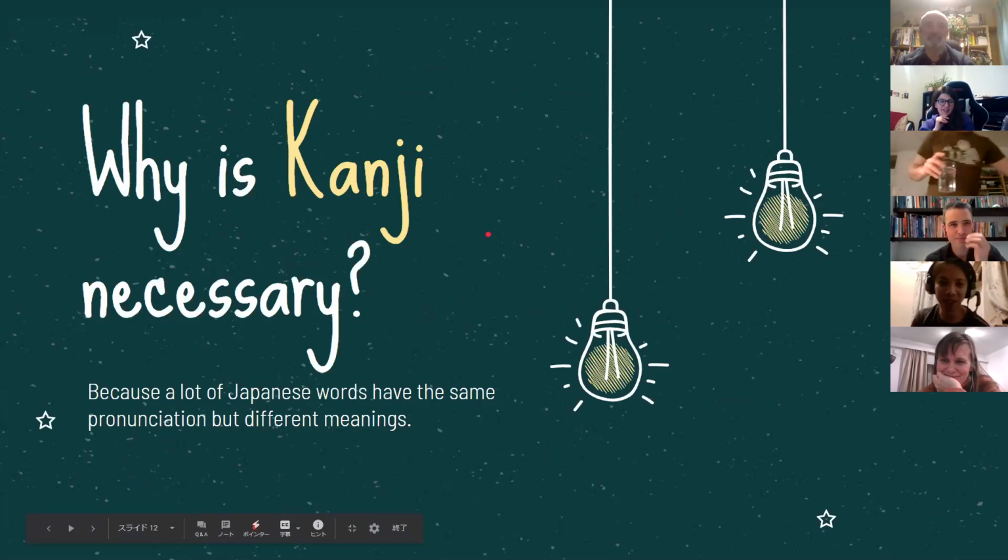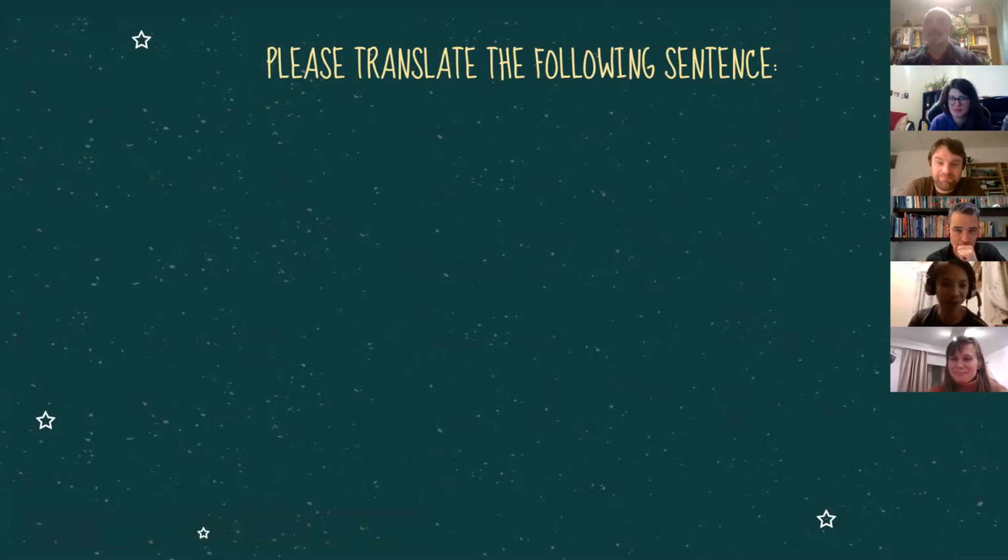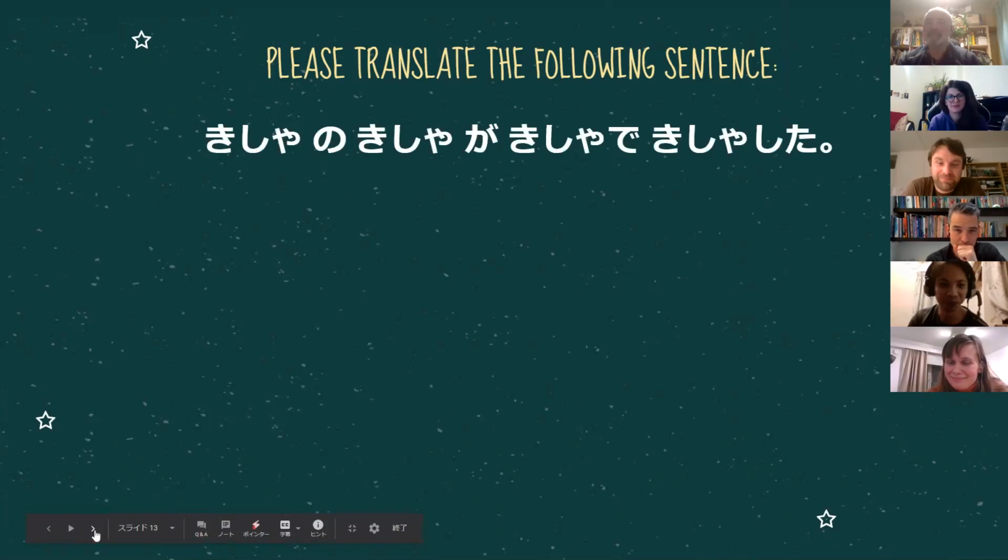So why is kanji necessary? Why do we need them? Because a lot of Japanese words have the same pronunciation, but different meanings. And this is my favorite example. So I would need a volunteer to translate a sentence for us. Let me just pick a victim. Okay. Piotr, please translate this sentence into English or Polish.